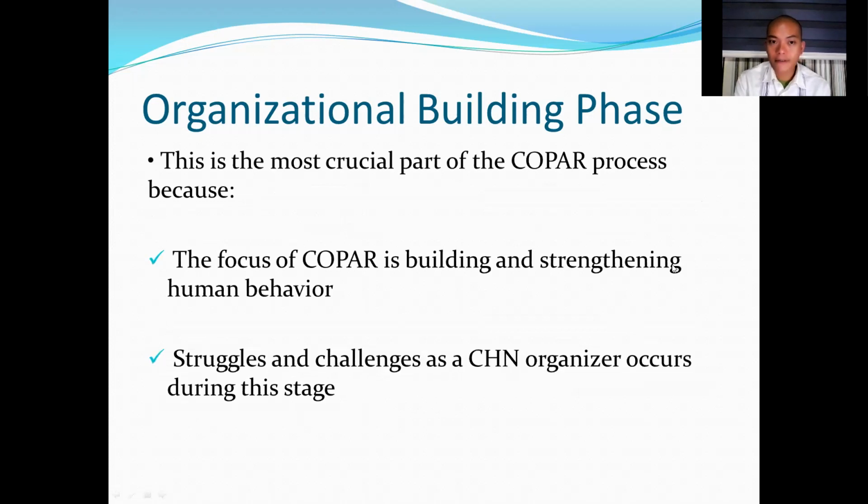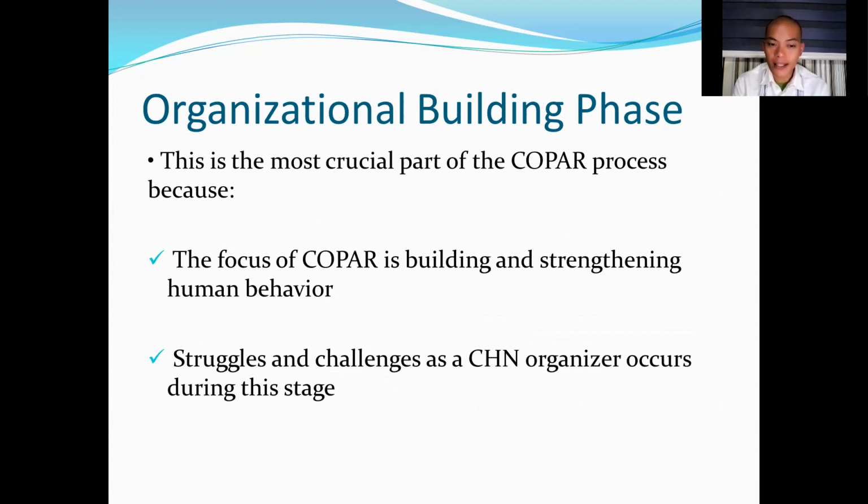The organizational building phase is the most crucial part of the COPAR process. So why? Because COPAR is building and strengthening human behavior. Since in the organizational building phase, we are already moving people, we are already planning and implementing bigger activities for the community. So this is already a crucial part of the COPAR.